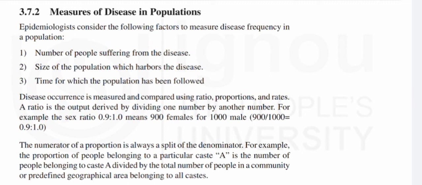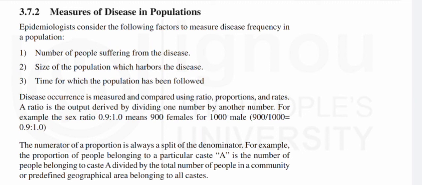A ratio is the output derived by dividing one number by another number. For example, the sex ratio 0.9/1 means 900 females for 1000 males. 900 upon 1000 means 0.9 upon 1, 0.9 is to 1. The numerator of a proportion is always a part of the denominator.